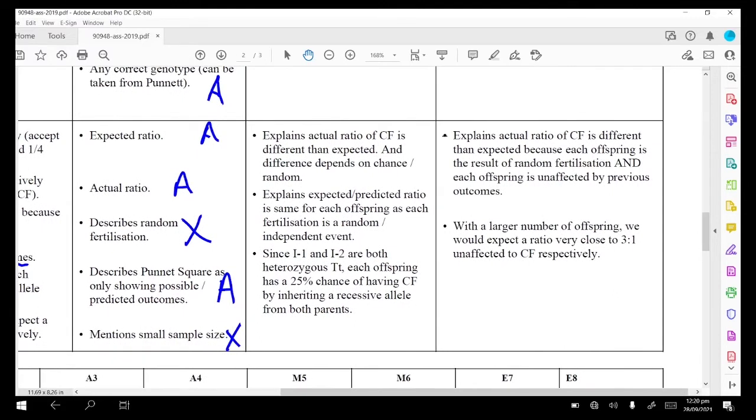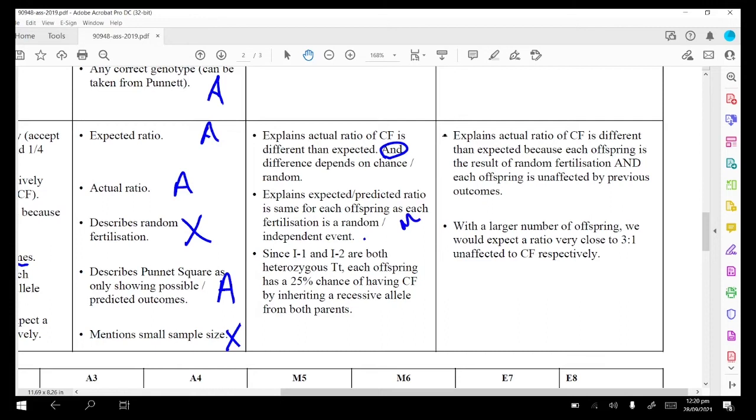Explain the actual ratio of cystic fibrosis is different than expected, and the difference depends on chance or random. So see there, I dropped off. I can't get this M. Explain the affected predicted ratio is the same for each offspring, as each fertilization is a random or independent event. I did say that each one is an independent event, so we can get an M for that.